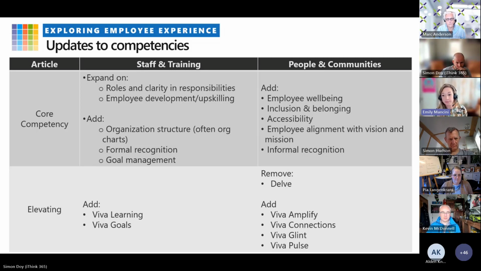Any feedback? Anyone think there's any pieces missing or think that these pieces don't belong in staff and training? I think one of the, sorry, I'm not going to raise my hand, I'm just going to speak. I think one of the points you made is important.